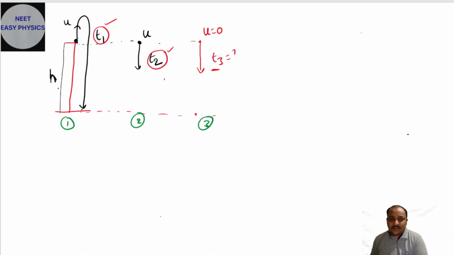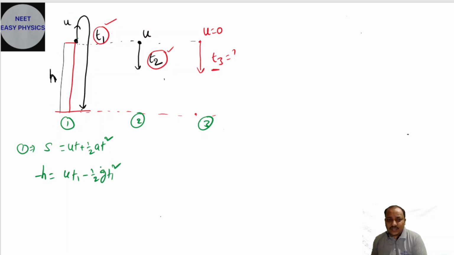In case 1, already in the previous class we discussed, if an object is projected vertically upwards from the top of the tower, then what is the formula we are going to use? For any case, the same formula: S is equal to ut plus half gt square. In case 1, what is S? Minus h is equal to u t1 minus half g t1 square, because velocity and displacement are in opposite directions. Already we discussed why we wrote minus h.